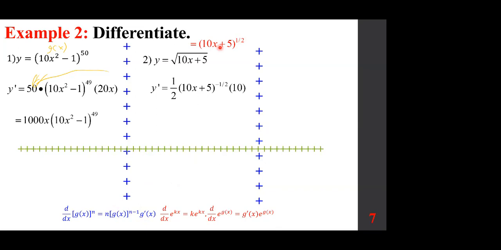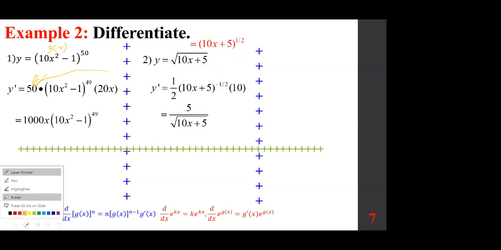I hope you realize 10 and 1/2, the product is 5. This remains intact. Because this is a negative exponent, it goes down, becomes positive 1/2. Positive 1/2 means a square root. Okay, so if you want, you can write this as 5 over 10x plus 5 to the power of 1/2, and then this one. It's up to you. All right.